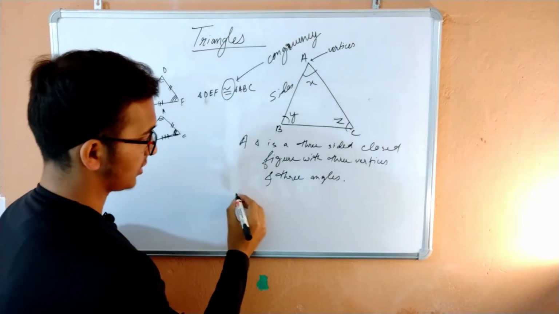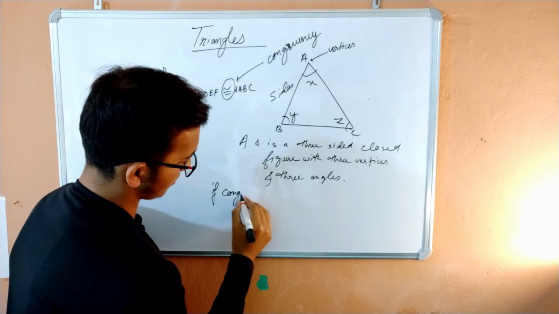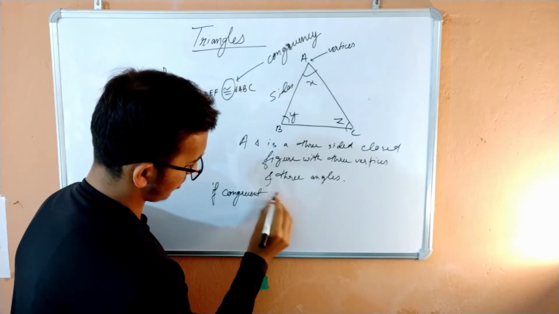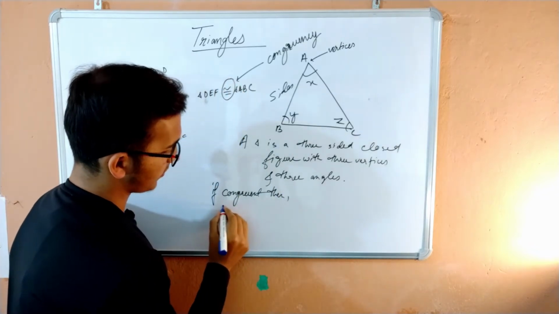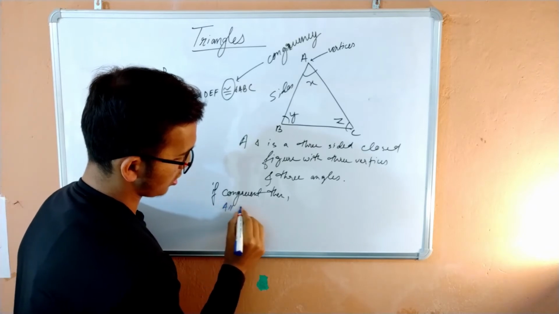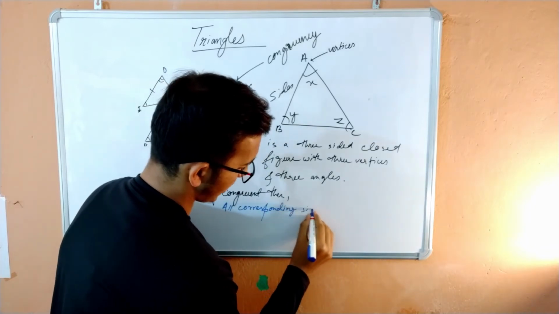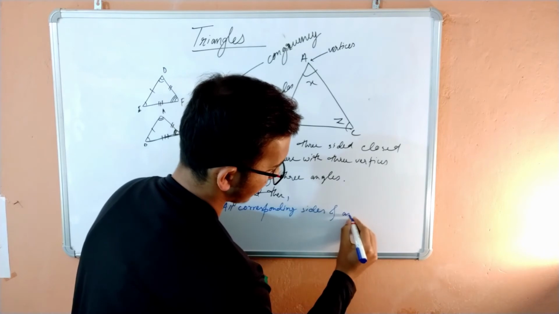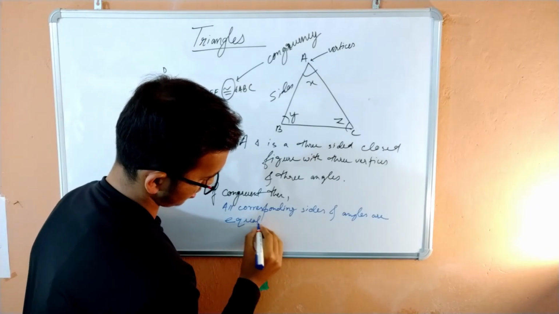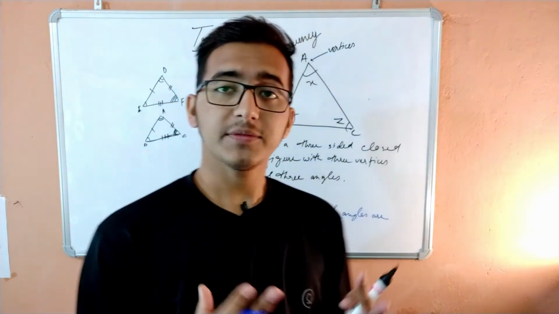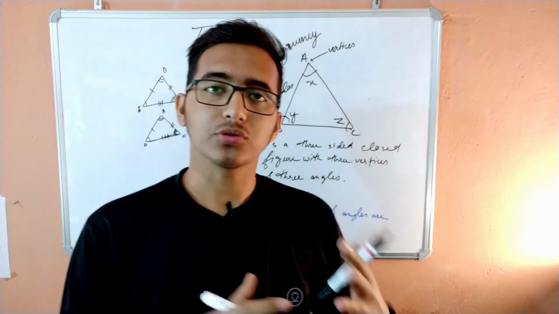So if the triangles are congruent, not CONG, write the full form, congruent, then all corresponding sides and angles are equal. So if they are congruent, write it down. If they are congruent, all corresponding sides and angles are also congruent.